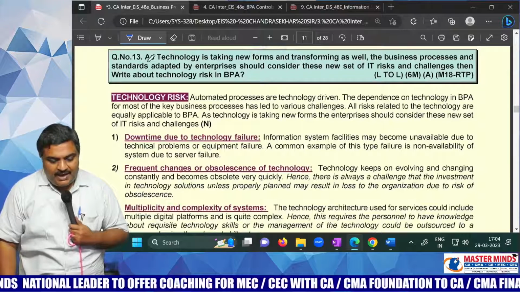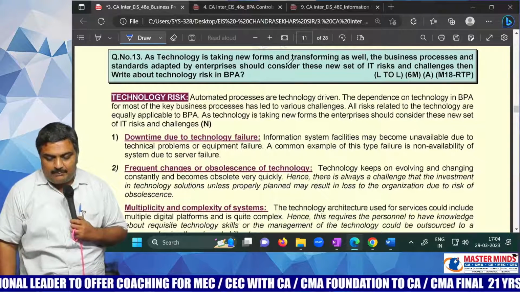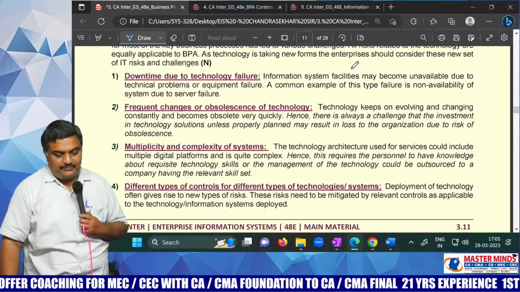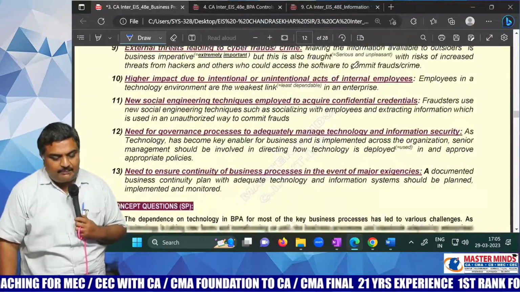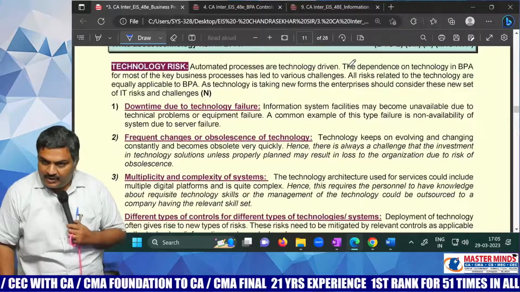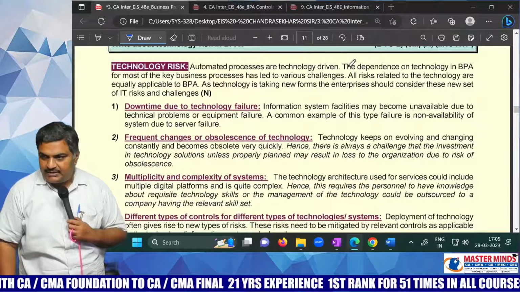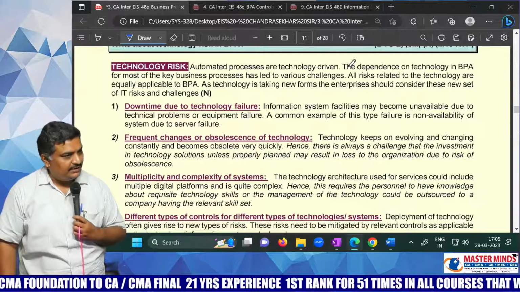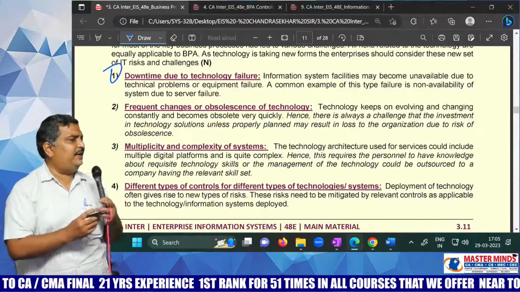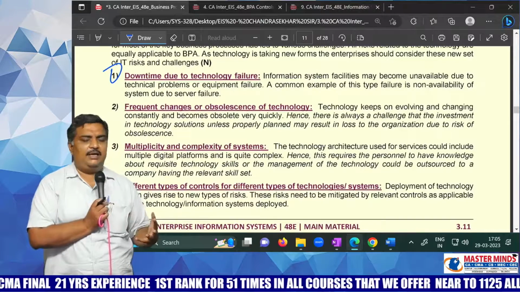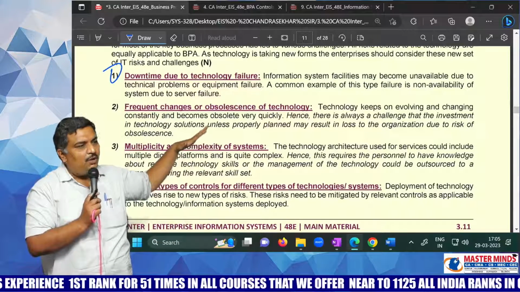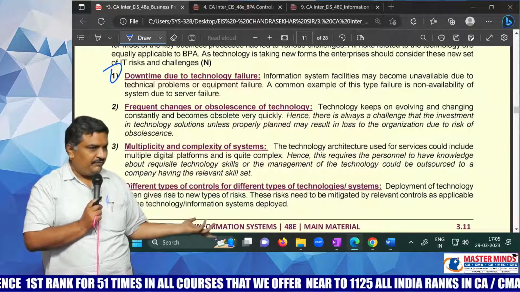Please hold on. As technology is taking new forms and transforming business processes and standards, what are the challenges of BPA? Many points are there in this question, and you need not write them all. It is enough if we discuss 6 points. Even while reading, read just 6 to 7 points; don't waste your time reading everything. Now, downtime due to technology failure. I have automated everything; everything is done by software in my company. But all of a sudden there is a voltage problem or an electrical short circuit and my servers are down. Now, where is automation? That is one risk.